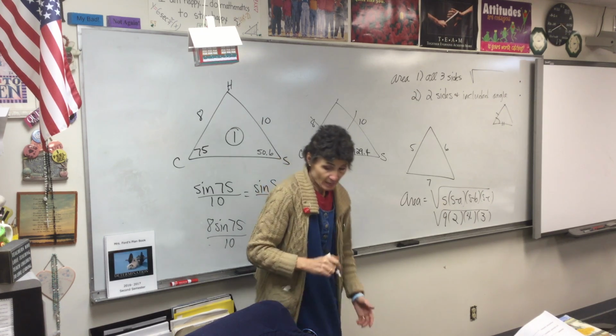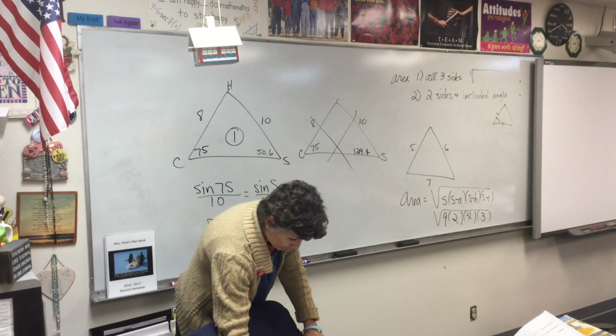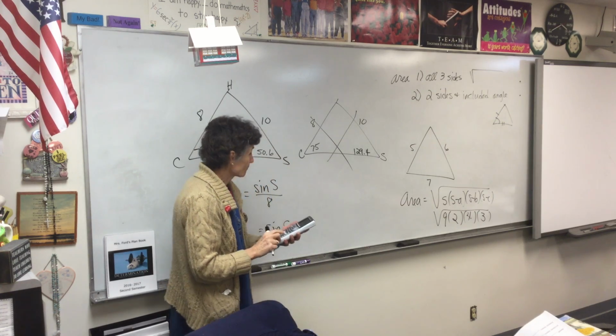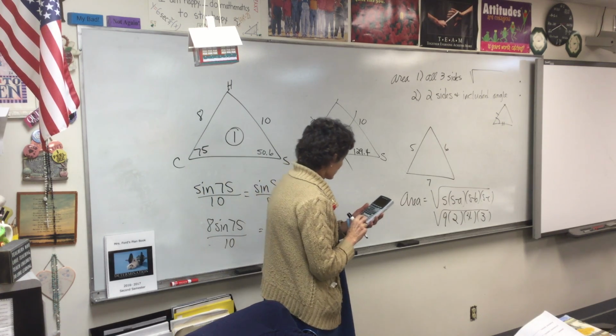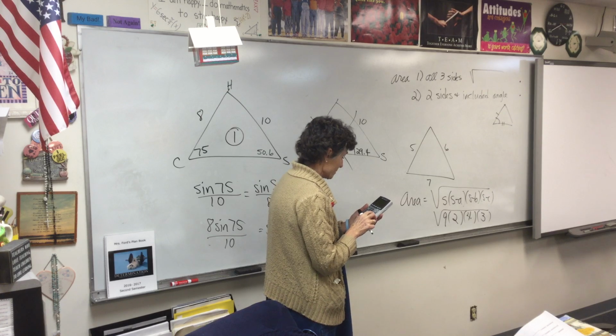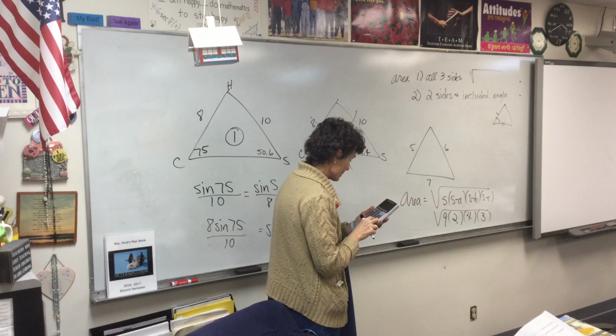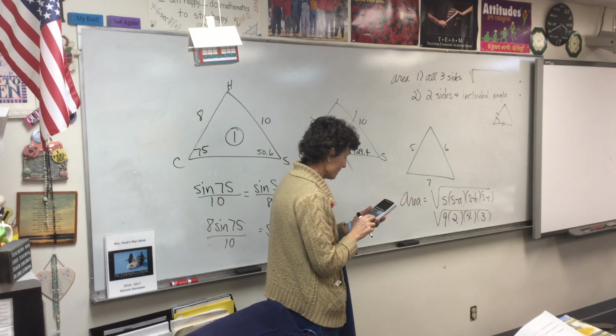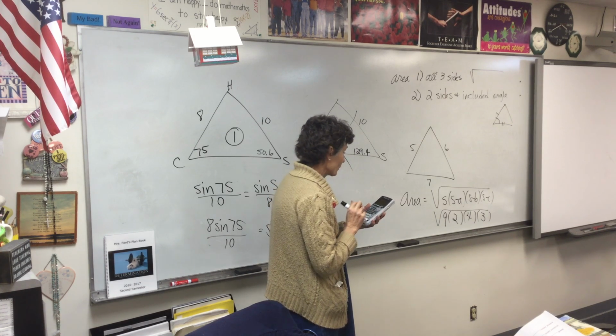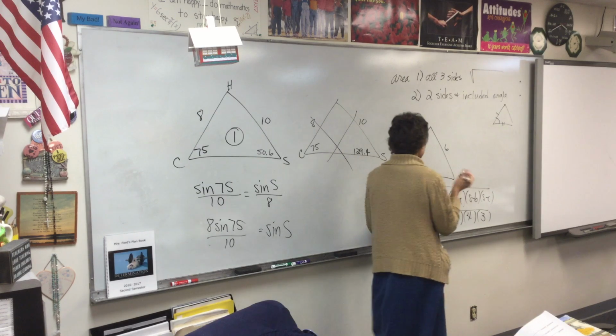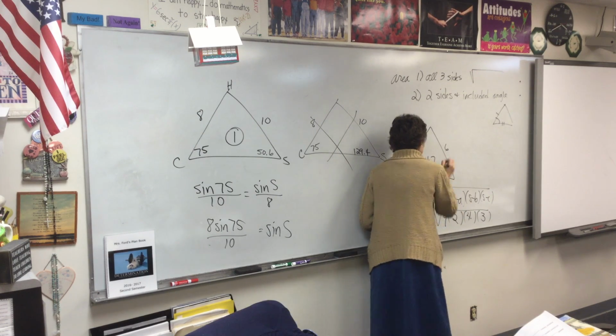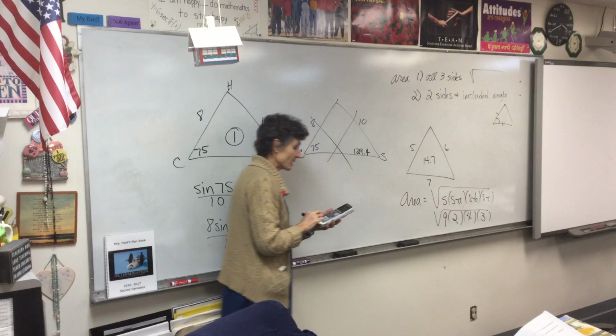And then you just type it all in and take the square root. So we have 9 times 2 times 4 times 3, square rooted. I got 14.7 basically. Did you get that for the area?